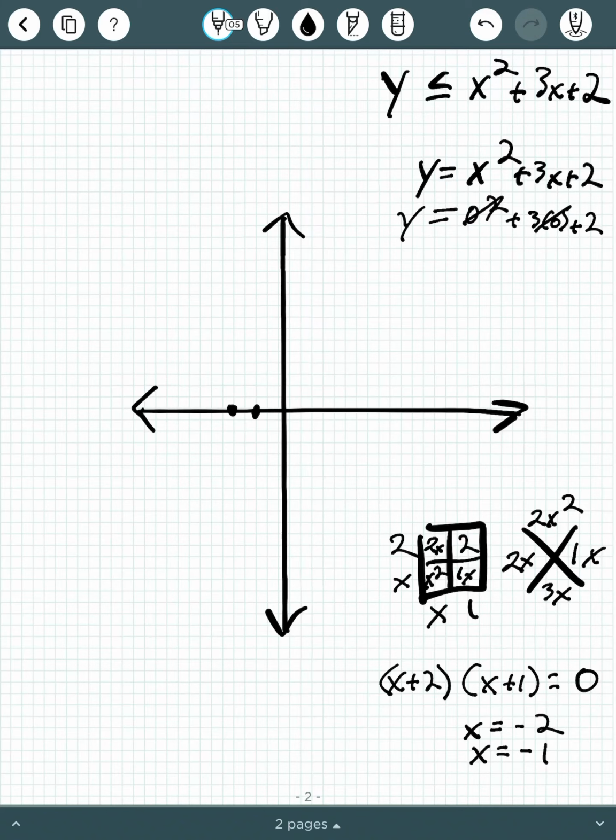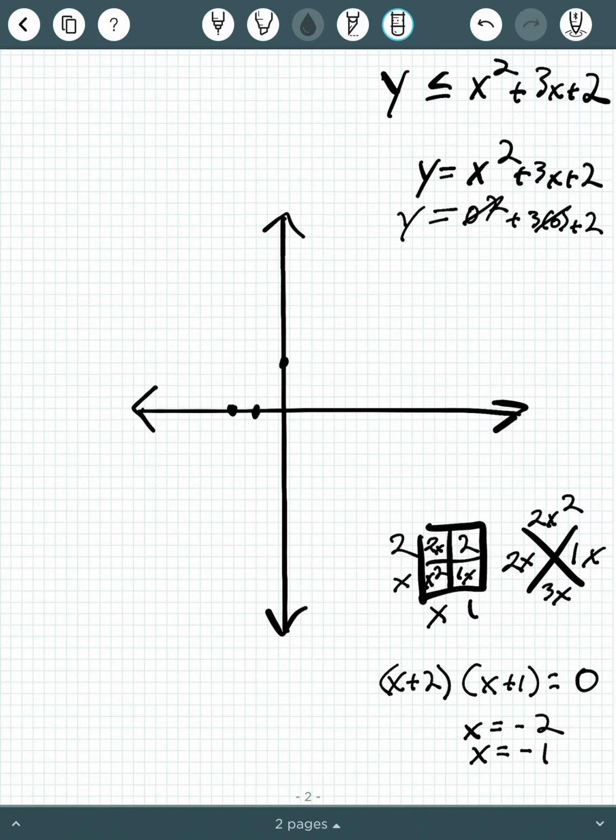When it's all said and done, y will be equal to 2. So I guess I'll go by 0.5s here as well. And then the last thing we really need to make this look all right would be the vertex. I can tell based on where the y-intercept is, the vertex will be below the x-axis.